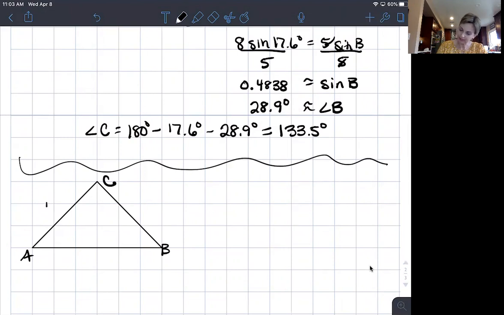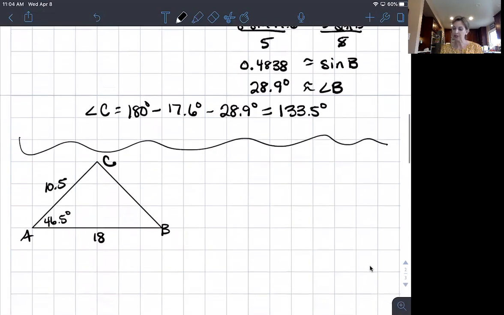And for this one, we're given a side, an angle, and a side. Again, we're not given an angle-side pair. So that means we can't use the law of sines to get us started. Okay, so what I want to do is solve for side A. Because if I solve for side A, then I'll have an angle-side pair, and then I can switch to the law of sines if I want to.